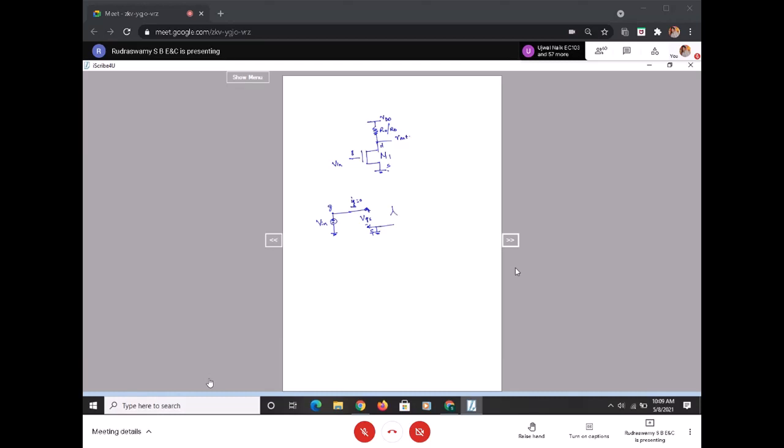And that current we give in terms of this source. And then there is one resistance that is connected.